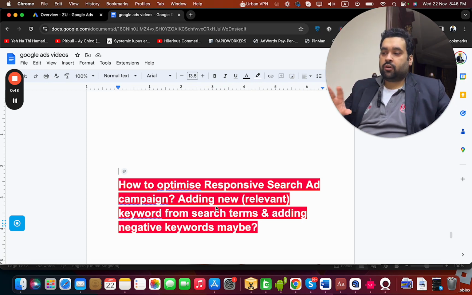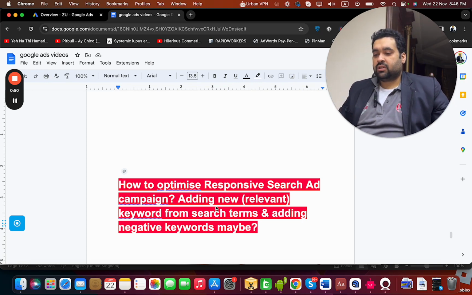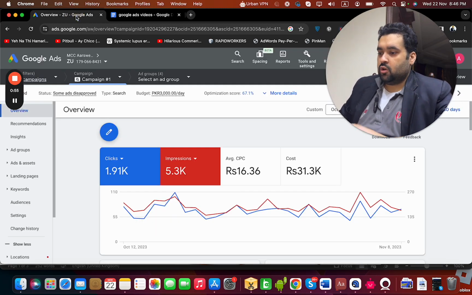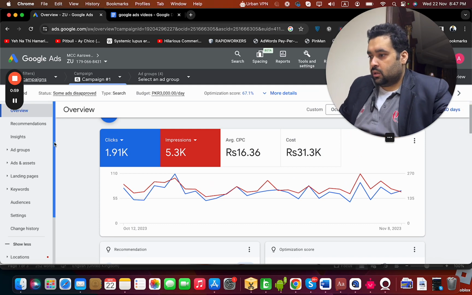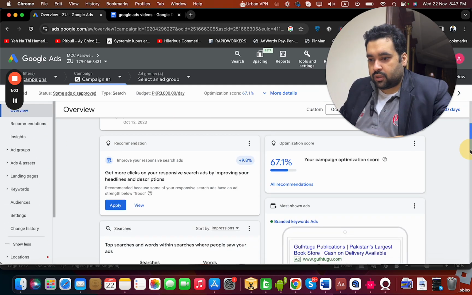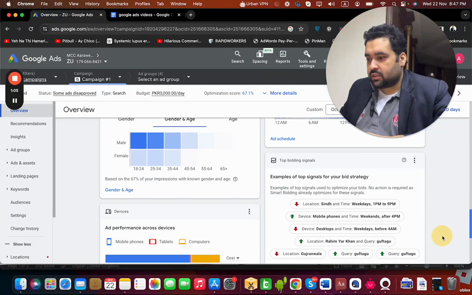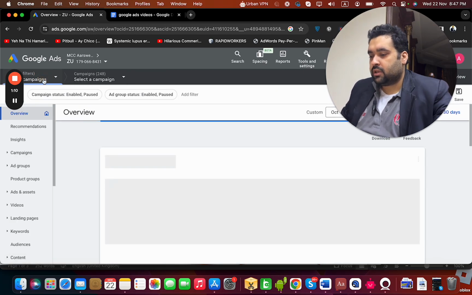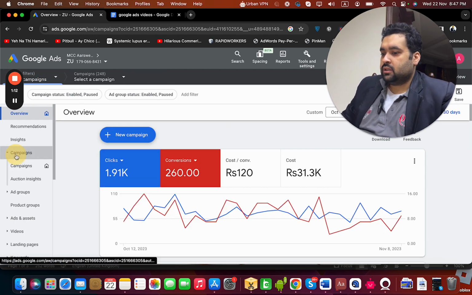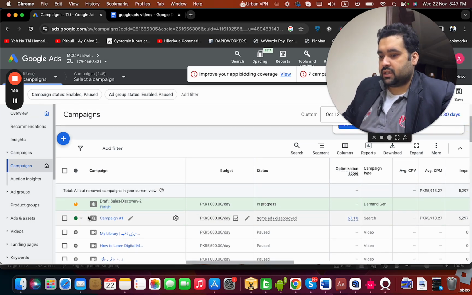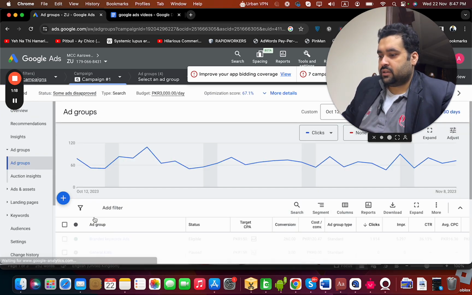But right now, sticking to your question regarding adding new relevant keywords from search terms and adding negative keywords, the process is very simple. This is one kind of Google Ads account dashboard. You can see over here, for instance, this is a basic account, and I can move to the basic campaign. Now this is an account, and this is a campaign, and this is a search campaign.